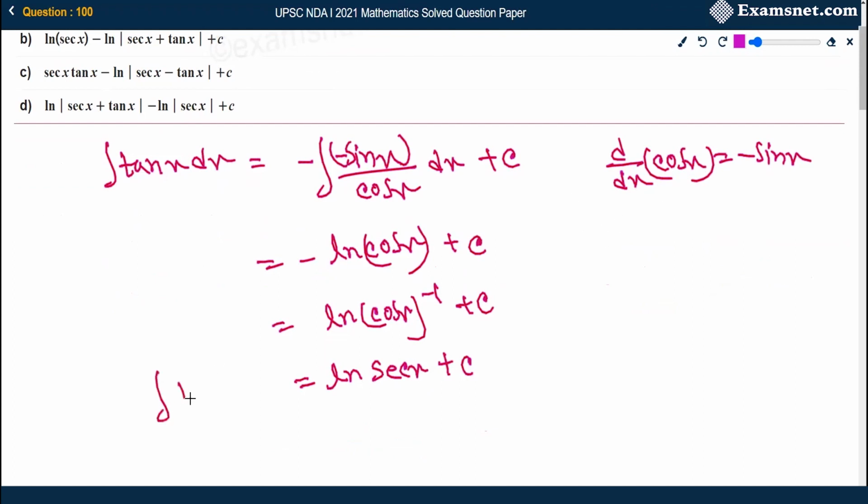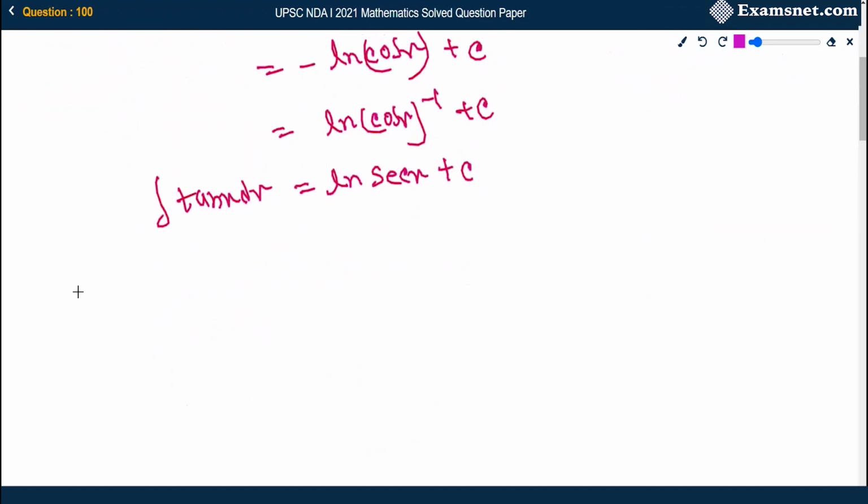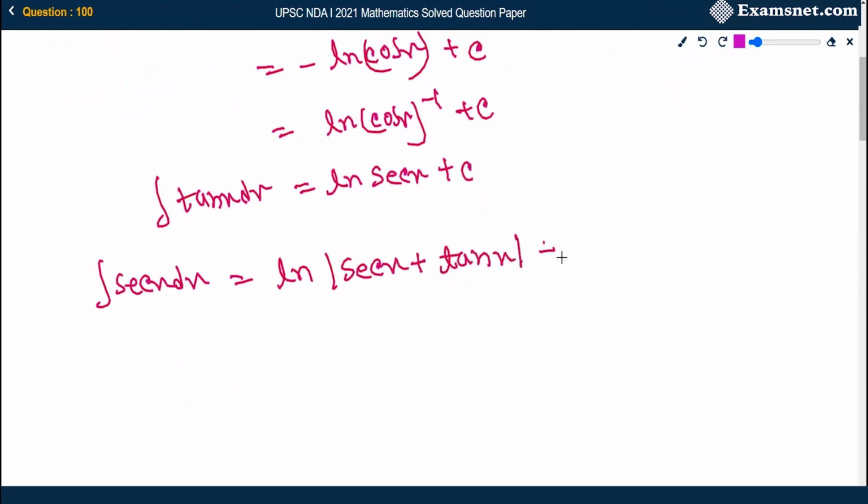So we got the formula: integration of tan x dx equals ln sec x plus c. I have already shown you the proof of this integration. ln is denoted for base e, remember. Now next, integration of sec x dx. We will get the value as ln, let me directly write it, sec x plus tan x plus c.